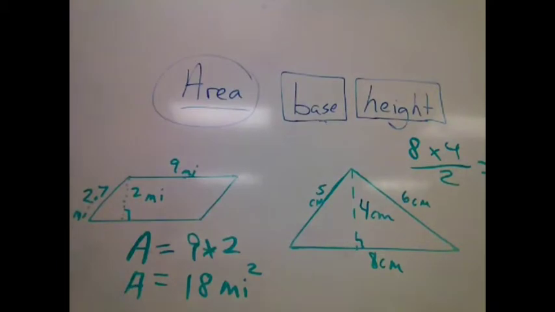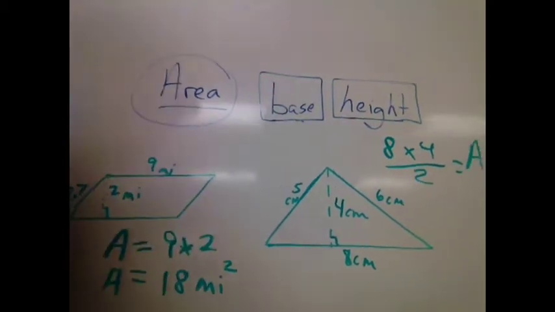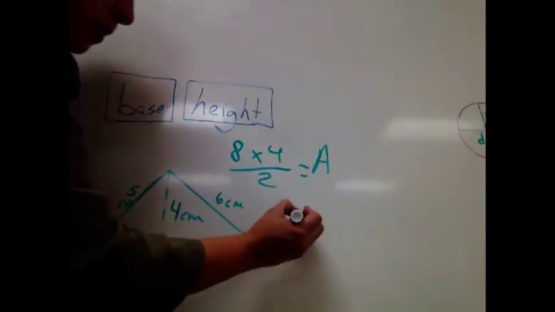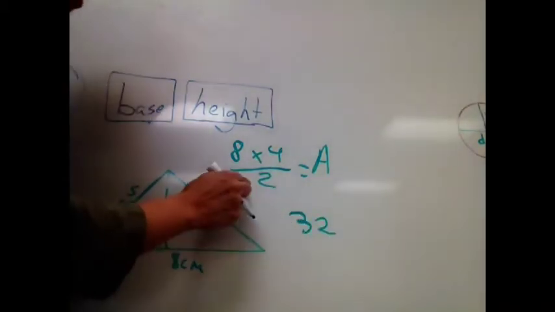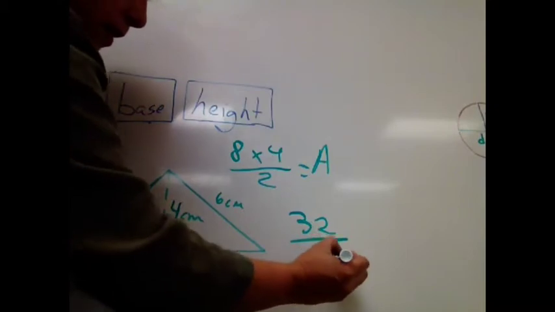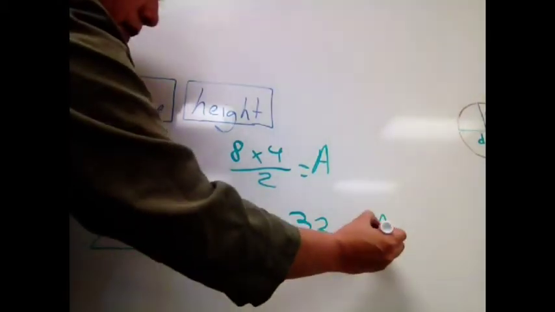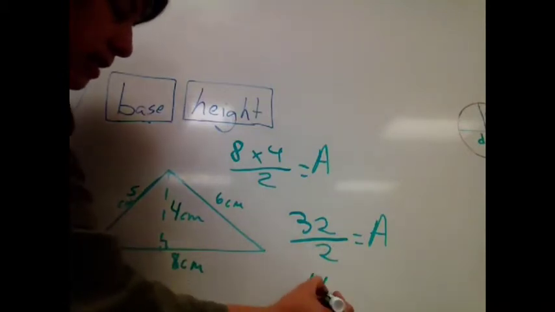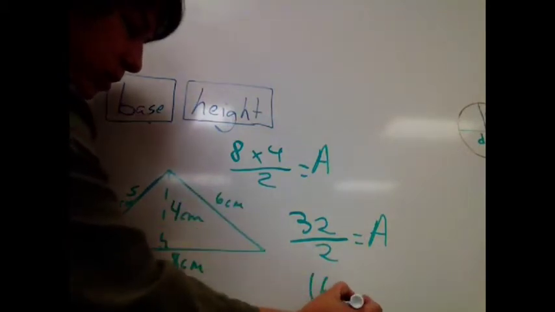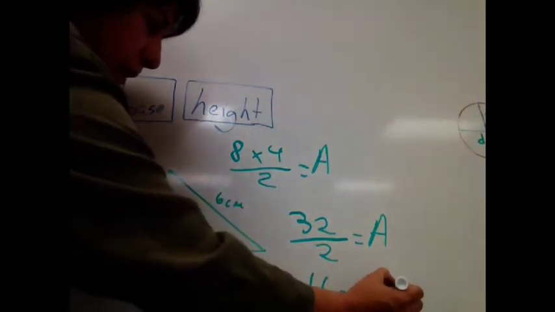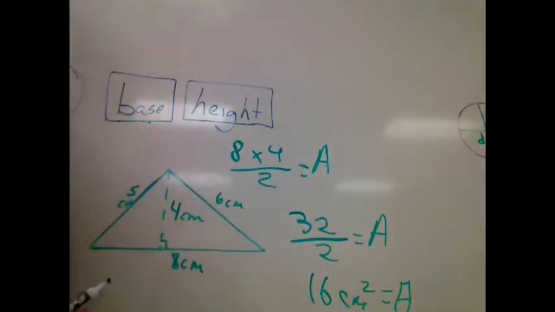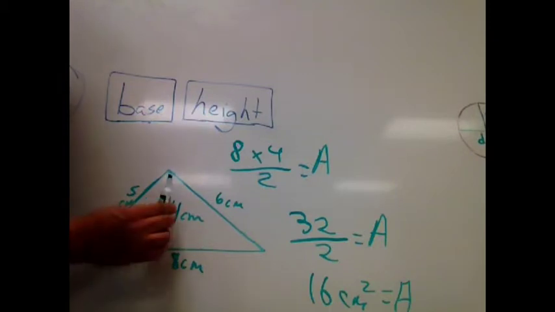Okay. Over here, let's finish this math problem. So we're going to drag this over. 8 times 4 is 32, divided by 2 is equal to the area of the triangle. 32 divided by 2 is 16 centimeters squared. Make sure you write it down. But see how easy it is to do the math once I know my base and my height.